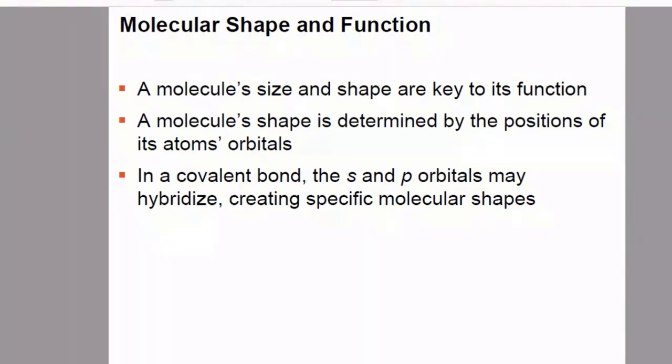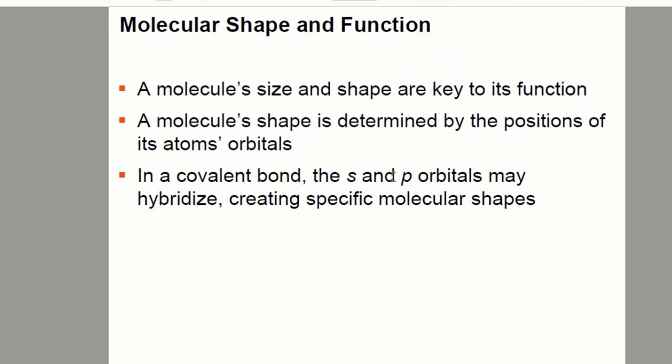Thank you. When it comes to molecular shape and function, the size and shape are key. Remember when we talked about the phenotype or morphology, where I said it's about the description of what we can see with our eyes. And talking about size and shape, which are key to function. So molecular shape is determined by the positions of the atoms' orbitals. So in a covalent bond, we talk about the covalent bond.